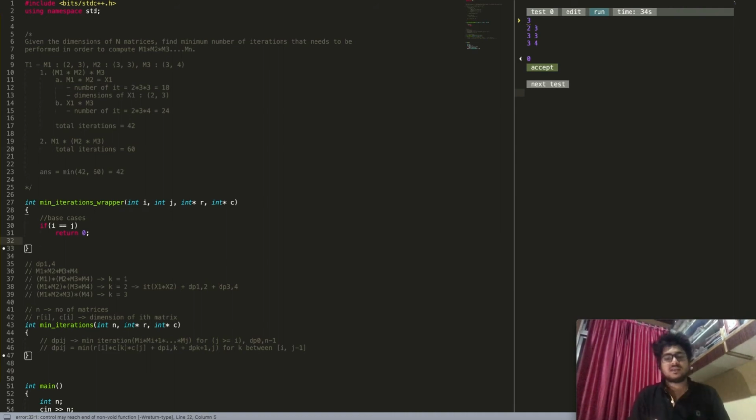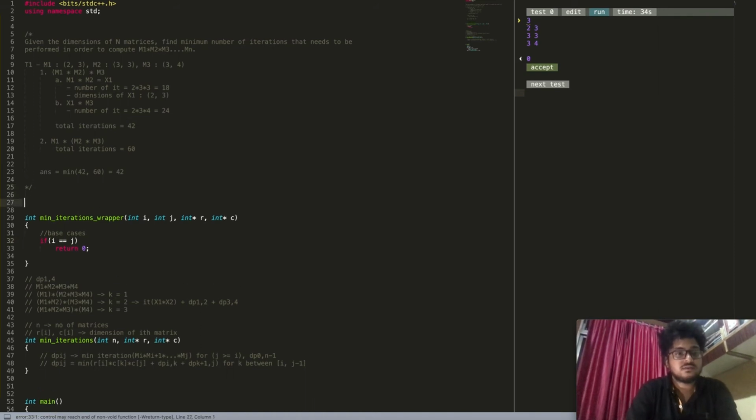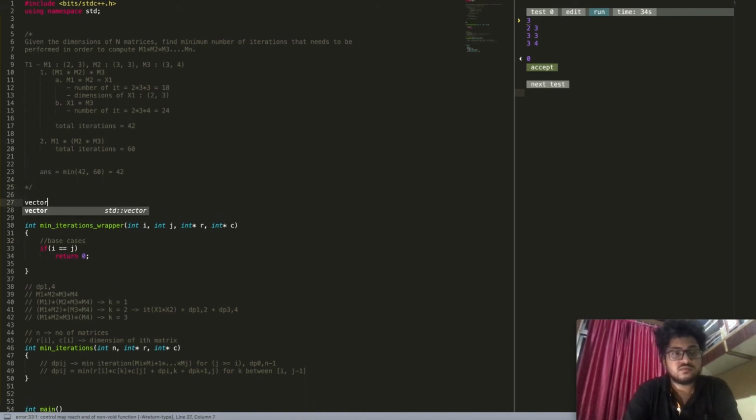Now the next thing that happens in a wrapper function is we check whether this particular state was solved before or not. In the case that the state was solved before, we return the state of the dp from a cache. In order to do that, let's declare two arrays globally. The first one is vector of vector int dp, and this will act like a global cache.